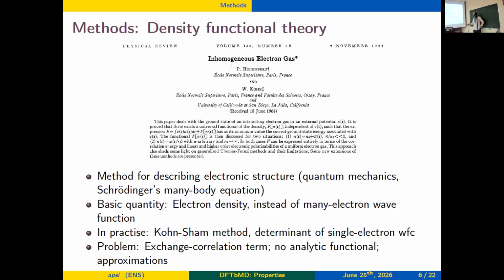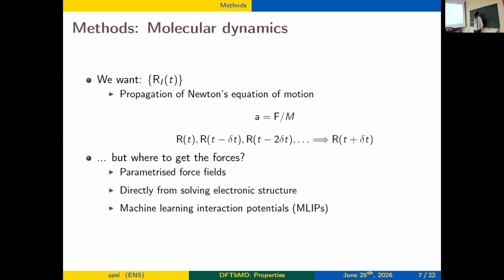The other one, the nuclear quantum effect, we have methods like path integrals, which we can use to overcome it. But the main problem here is the missing analytic formulation of the exchange correlation, and we use approximations.